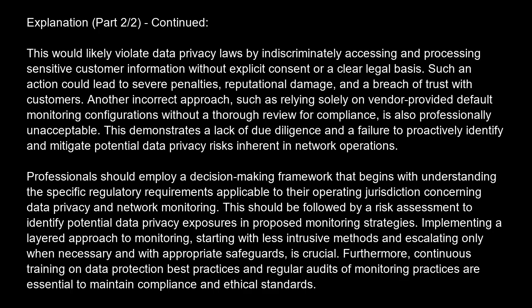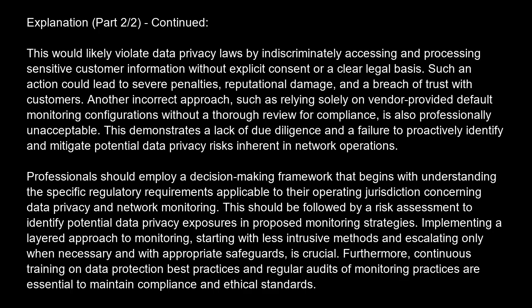Another incorrect approach, such as relying solely on vendor-provided default monitoring configurations without a thorough review for compliance, is also professionally unacceptable. This demonstrates a lack of due diligence and a failure to proactively identify and mitigate potential data privacy risks inherent in network operations.